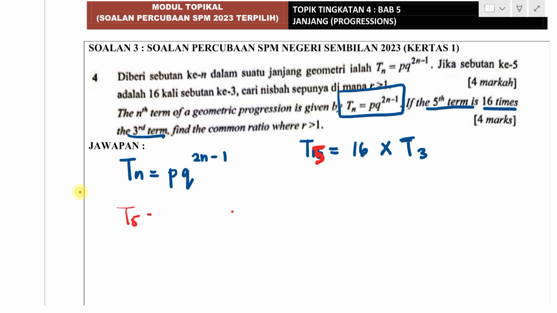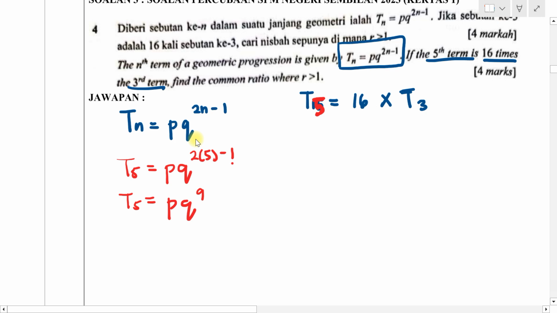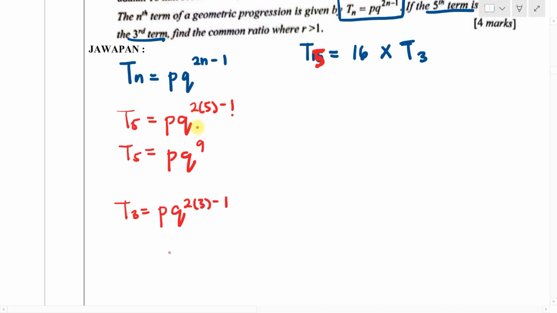T5 first, sorry. T5 is PQ to the power 2 times 5 minus 1. So PQ to the power 10 minus 1, 9, comes for T5. And then T3 is PQ to the power 2 times 3 minus 1. So PQ to the power 6 minus 1 is 5. T3. So what are we going to do with this? Maybe we find out the value of Q first or something. Okay, let me try first.